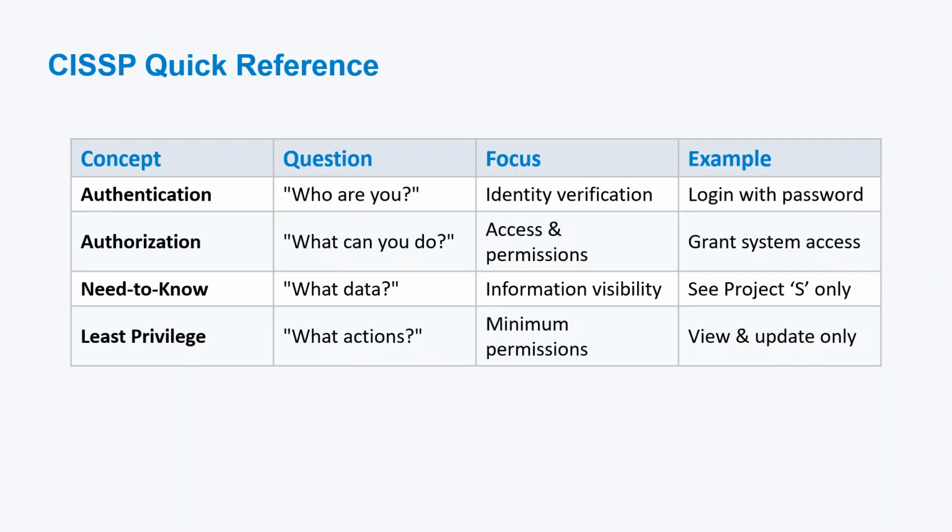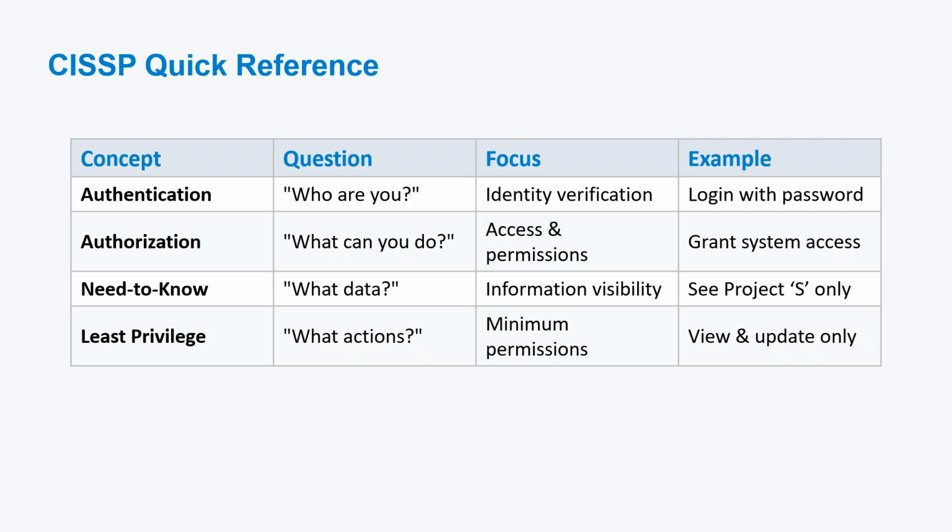Let's connect the dots. Authentication, the guard checks your ID, you are who you say you are. Authorization, you have secret clearance, you may enter certain buildings. Need to know, only those involved in Operation Falcon can view its mission files. Least privilege, even in the operation, your account can only read files, not delete them.